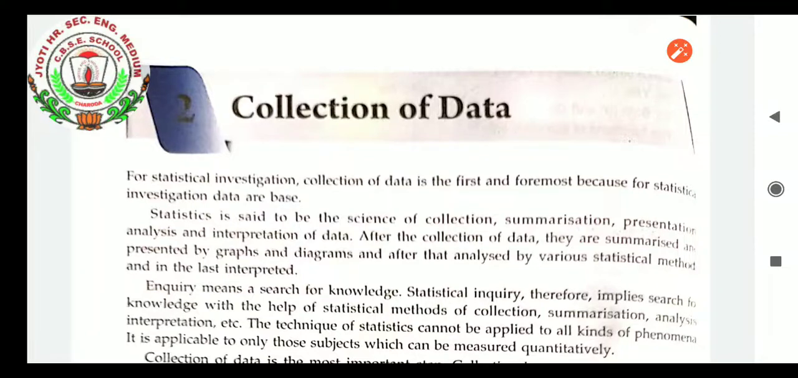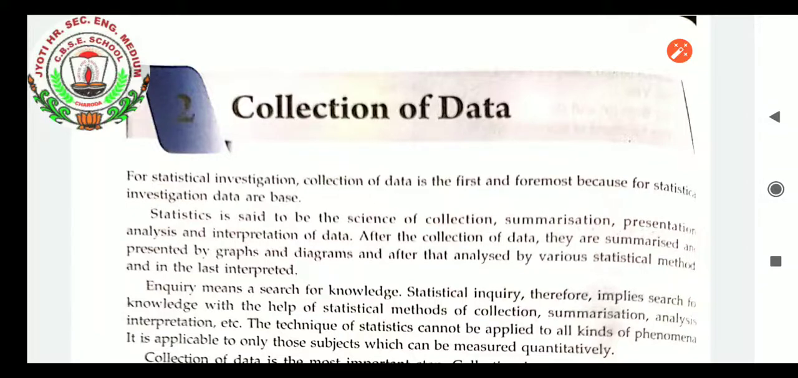Statistics is said to be the science of collection, summarization, presentation, analysis and interpretation of data. After the collection of data, they are summarized and presented by graphs and diagrams, and after that they are analyzed by various statistical methods, and in the last interpreted. So that is known as collection of data, students. The very important thing is the base of our statistical result is the collection of data.